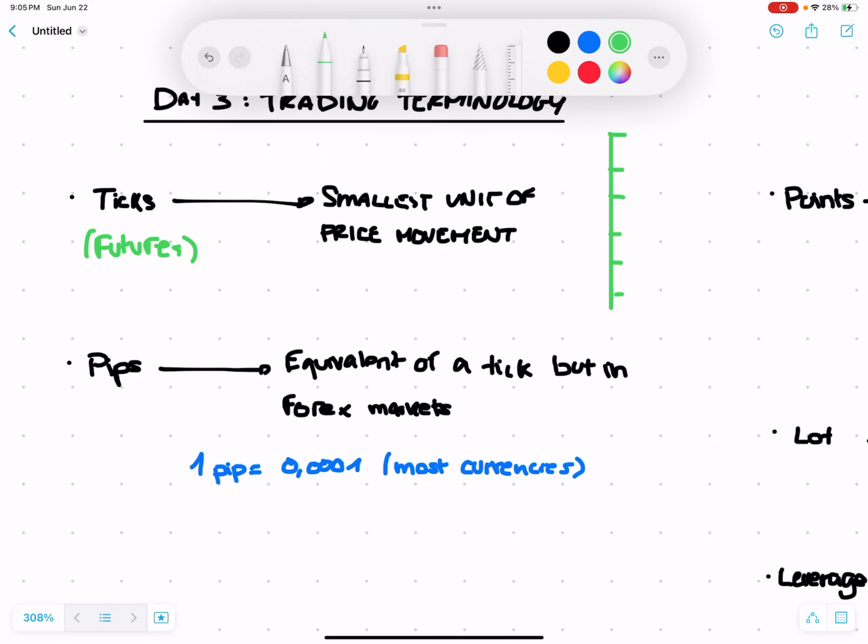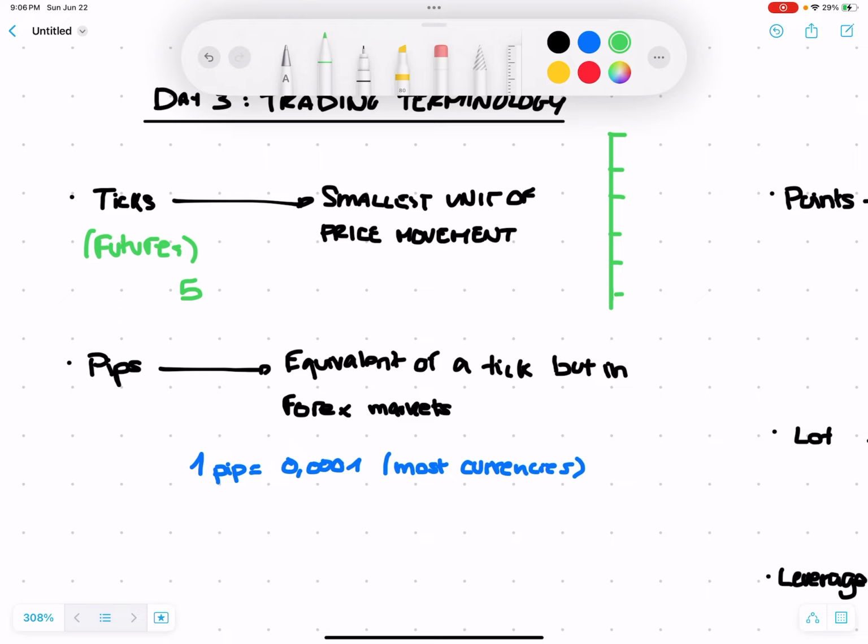Let's say in the S&P 500, the size of a tick is 0.25. On a ruler, a millimeter is equal to 0.1 centimeters, we agree, right? Now, in the S&P market, the size of a tick is equal to 0.25, meaning that when the price moves, it moves in steps of 0.25. Let me give an example so you're not confused.